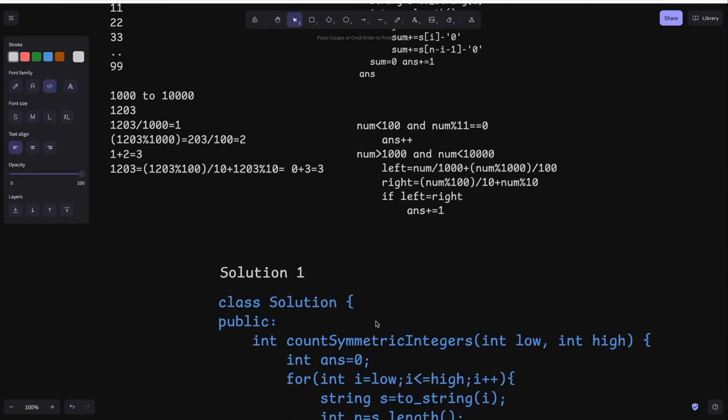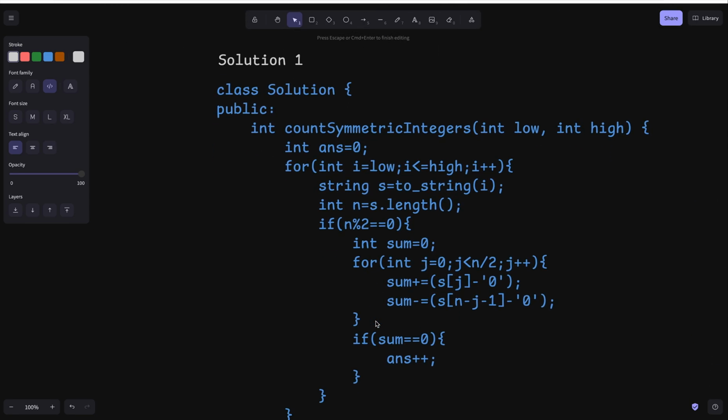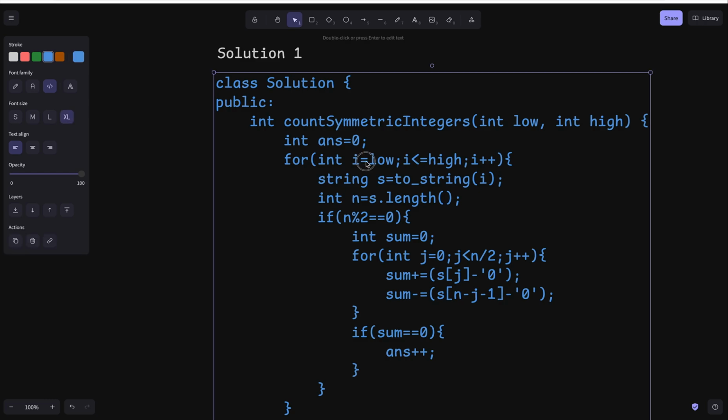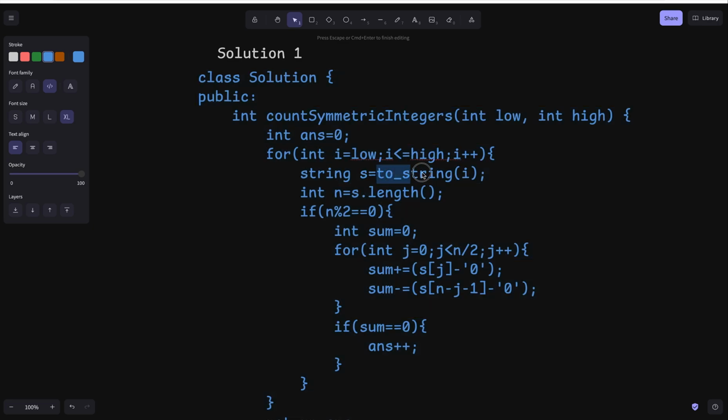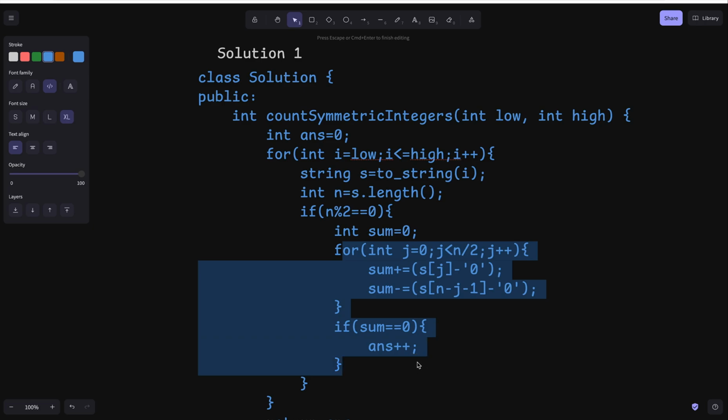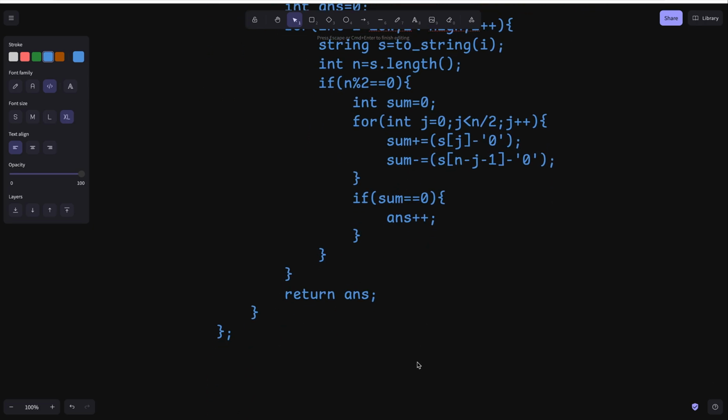Now let's see solution one, in which we are converting to string. So we are going from low to high, we are converting the number to the string. Every number from low to high, we are calculating its length. We are checking if this is divisible by 2, which means the digits are even. If digits are even, we will proceed. We will keep sum 0. We will go from 0 to half of the length and add the left sum, subtract the right sum. If sum becomes 0, increment the answer and return the answer.